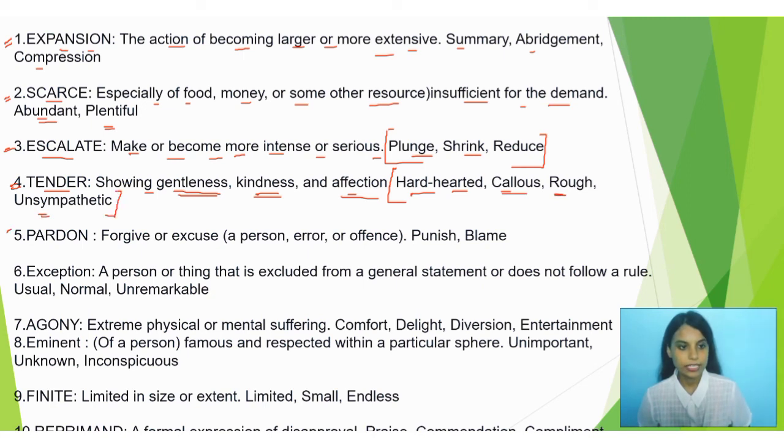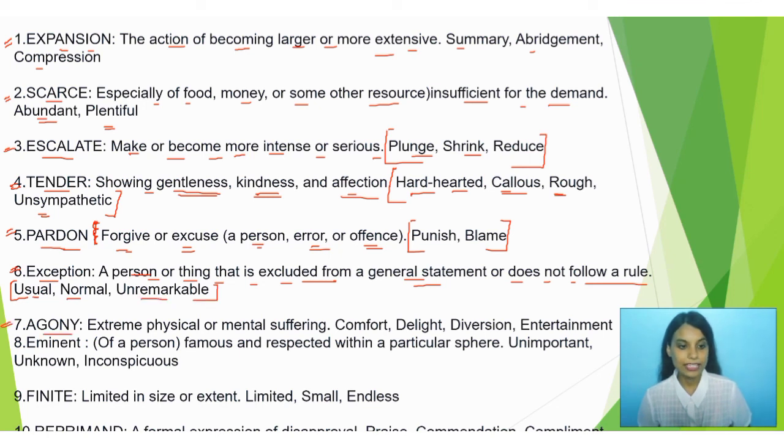All right. The next word is pardon, which means to forgive. Okay, this means to forgive or to excuse a person or an error or an offense, and the antonyms are punish or blame. The next word is exception. It means a person or a thing that is excluded from a general statement or does not follow a rule, like exceptions you have done in grammar rules only. And the opposites include usual, normal, or unremarkable.